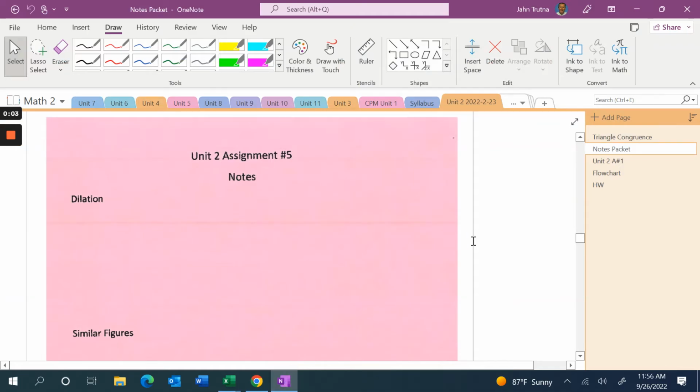Unit 2, assignment number 5. This is page 15 in your notes packet. Okay, here we go. Dilation.